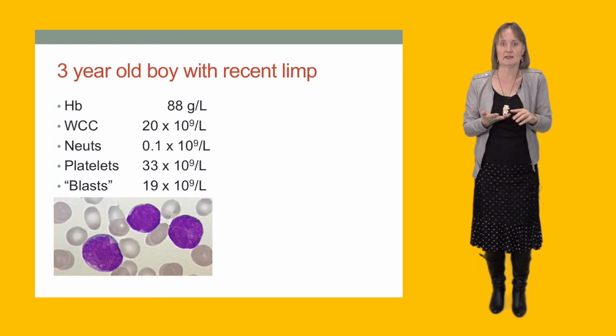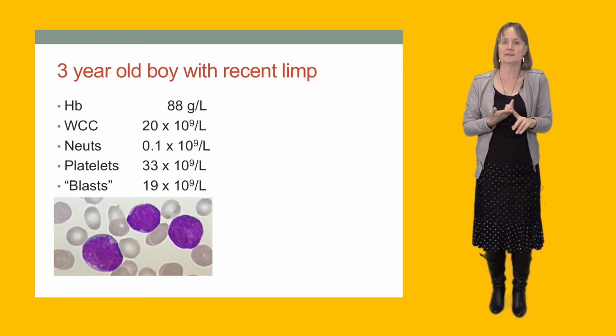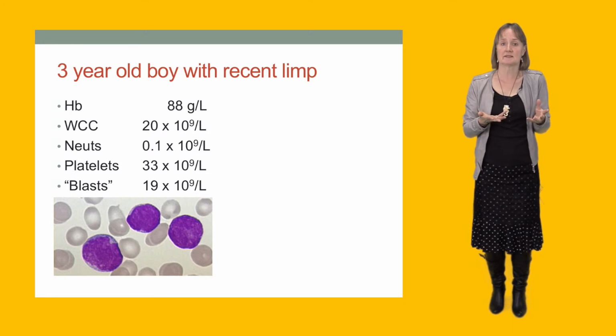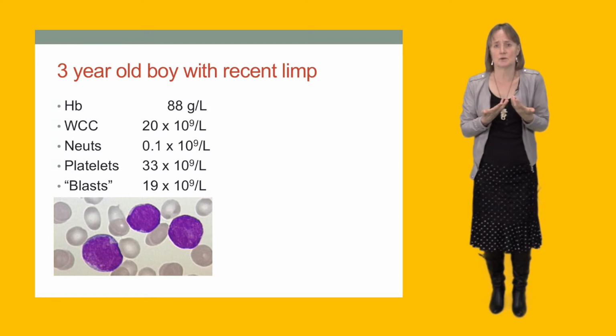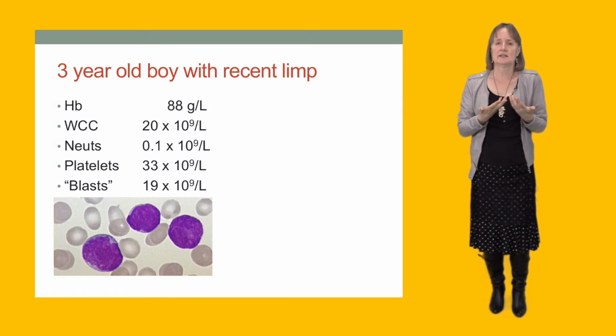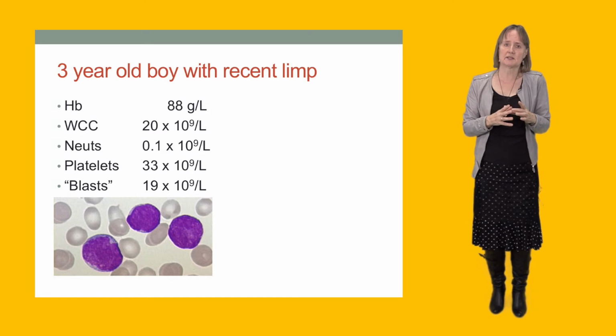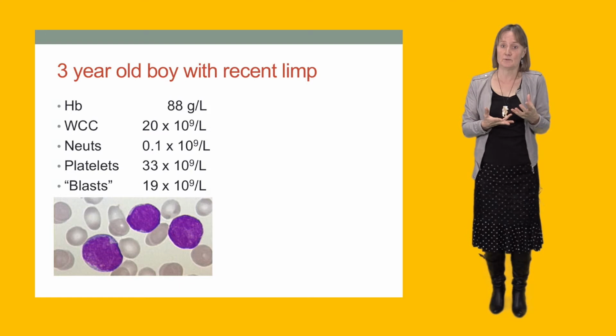So the boy is anemic, he's got neutropenia, he's got thrombocytopenia, and he's got a high white cell count because he's got primitive cells in his peripheral blood, blasts. And the picture below is of lymphoblasts that we see in ALL, and they're largish cells with open chromatin, which is a characteristic of a primitive cell, and they have relatively small amounts of cytoplasm which isn't granular, which is a characteristic of lymphoblasts.